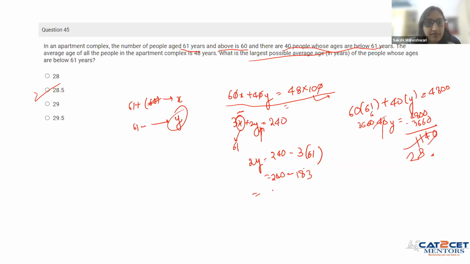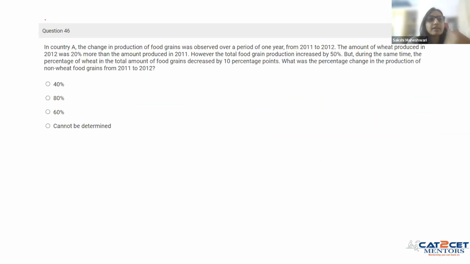Okay, that's fine. This was an easy question. You could have easily solved this, right? You should have done it in the first go. Now next is, in country A, the change in production was observed and the amount of wheat produced in 2012 was more than the amount... Total food grain production increased and the percentage of wheat... So you should commit in the second go. Don't do it in the first go. This will take up some time.